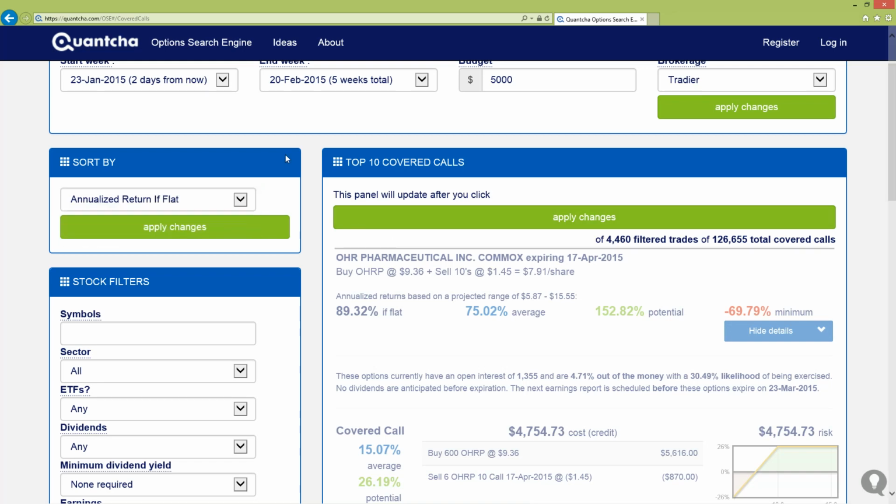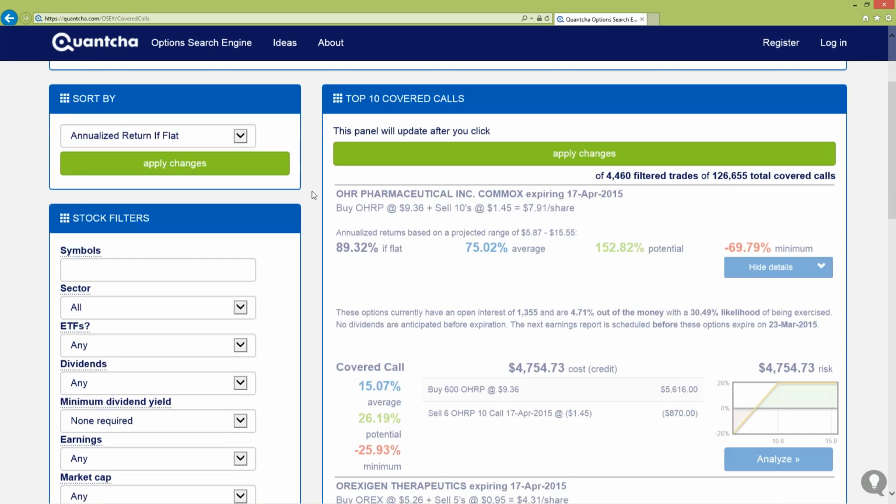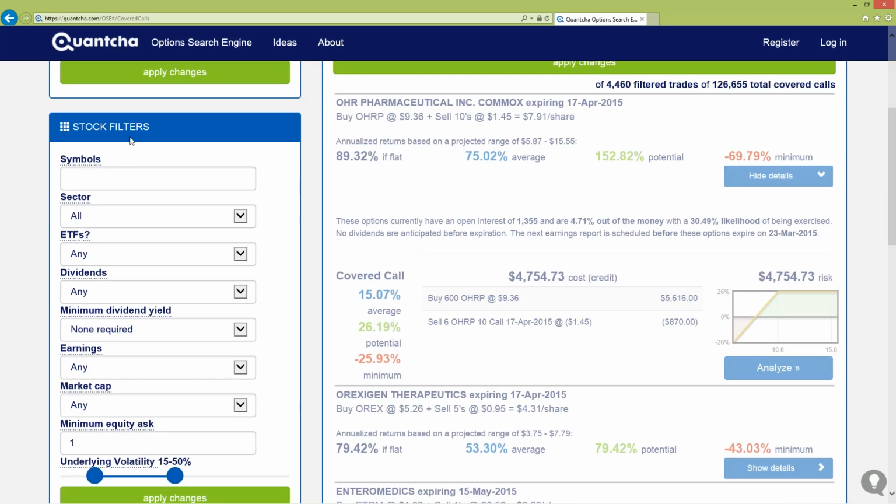And these will compare, because they're being annualized, they'll more effectively compare the rate of return for trades that are happening at different expirations. In addition, under the stock filter side, we can put in specific stocks. For example, if we only wanted to look at a certain symbol like Microsoft or Twitter, we'd be able to filter that out here and see the results.